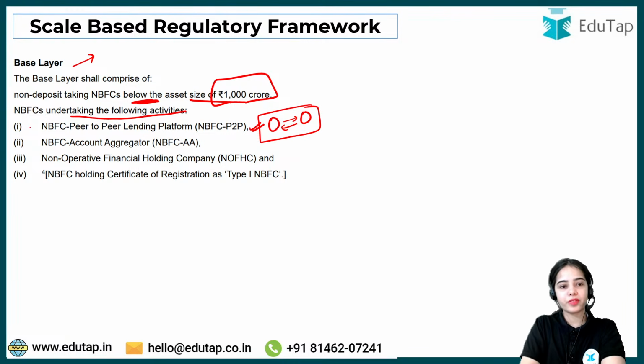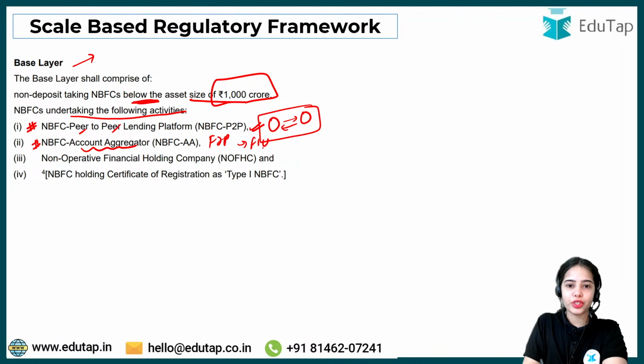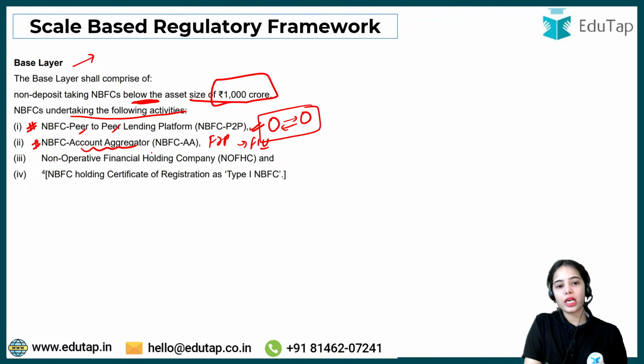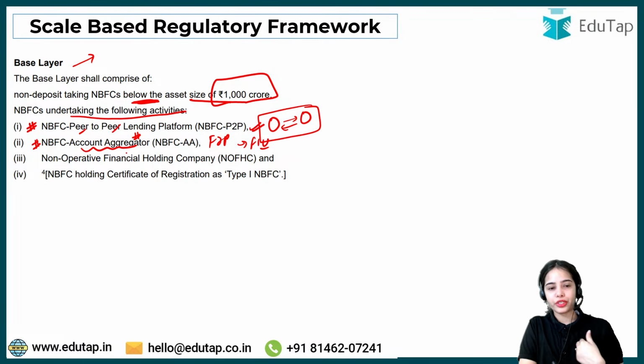Okay, so this is the NBFC peer-to-peer lending platform, where person-to-person lending can be done through this platform. The NBFC account aggregator basically shares information from the financial information provider to the financial information user with the consent of the customer. Let's say I want to take a loan from SBI, so all my financial information can be shared with SBI through the account aggregator with my permission.